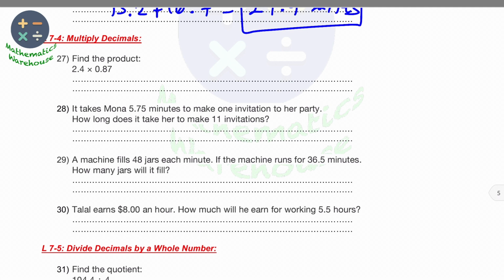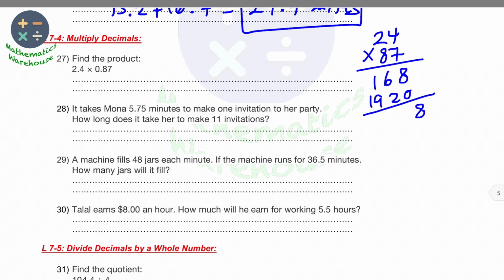Find the product 2.4 times 0.87. So let us multiply 24 times 87. First, 7 times 4 equals 28. Carry 2. 7 times 2 equals 14 plus 2 equals 16. Going to 8, put 0. 8 times 4 equals 32, 2 and carry 3. 8 times 2 equals 16 plus 3 equals 19. Add. So it's 8, 8, 10, 0 and carry 1, is 2.